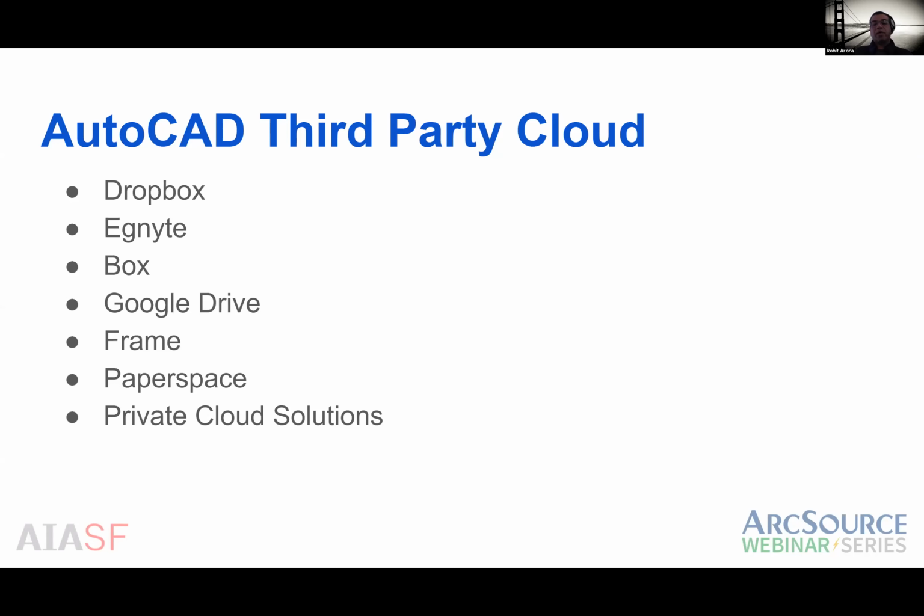Third-party cloud. So why do you need this right now? You're working from home. You're working remote. You need access to the file. You need a way to share files. So if everybody doesn't have a VPN setup, they may be in a situation where it's not working. These are the options you can look at.